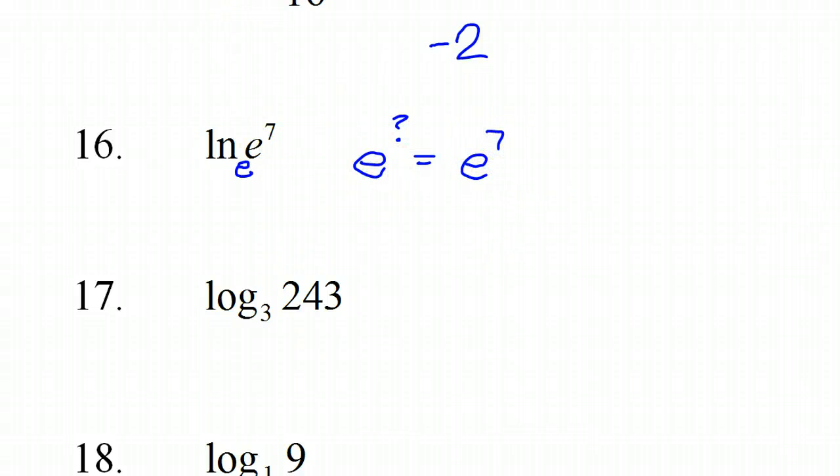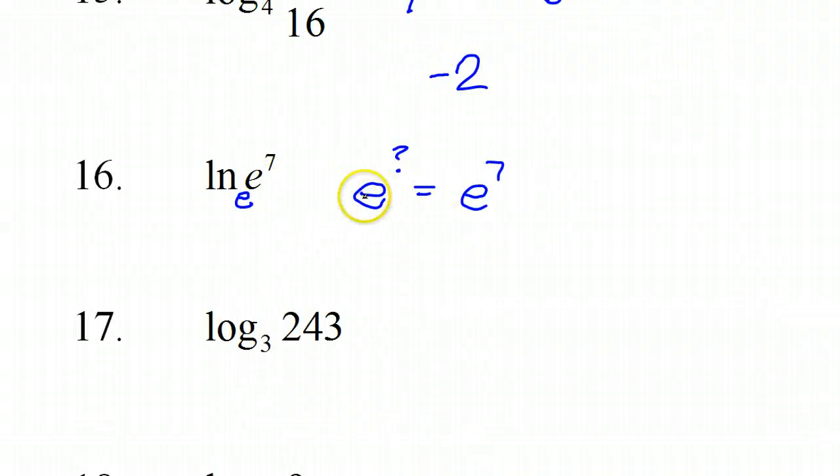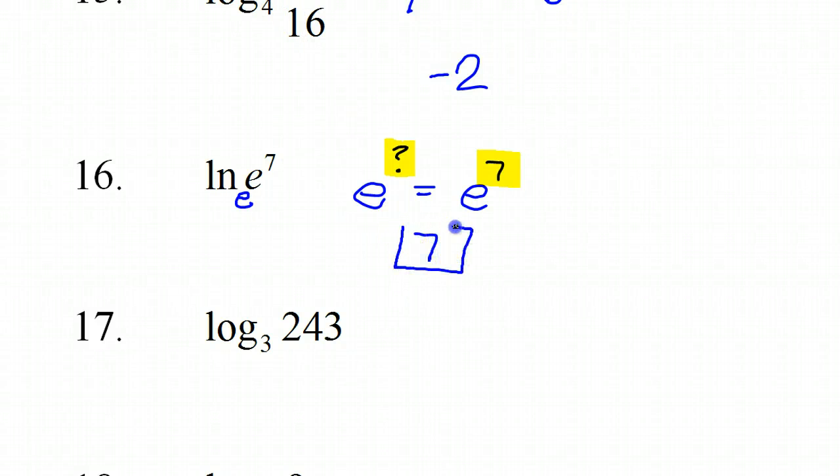As you can see, I'm just setting it up the same way I did all of the other problems: base to the what power equals the other number. But this time, since both of these are base e, you can just use your common sense. This question mark and the 7 have to be the same thing. So the question mark is 7. So the answer is 7.